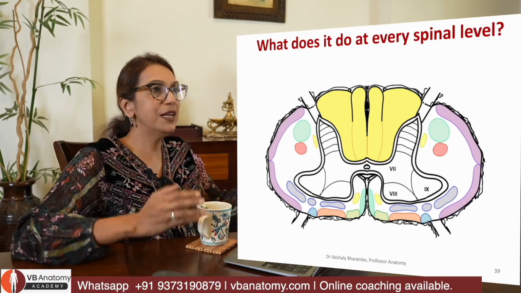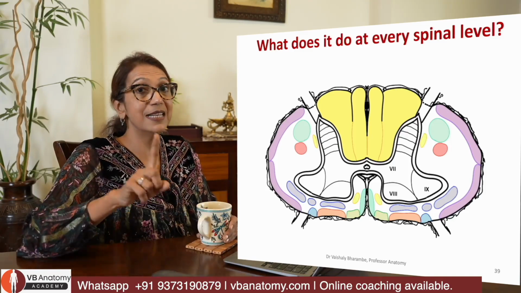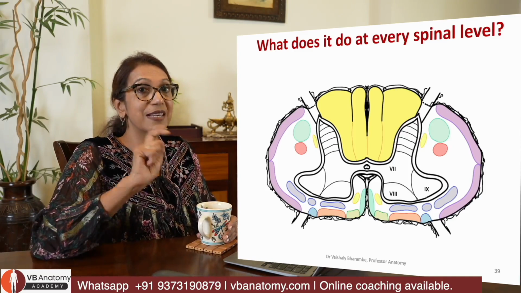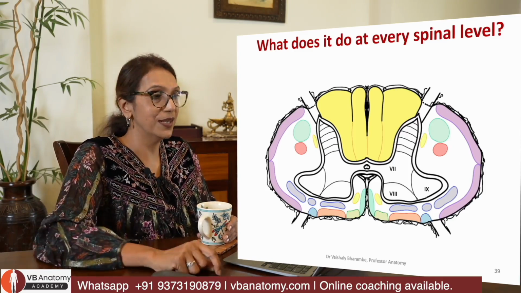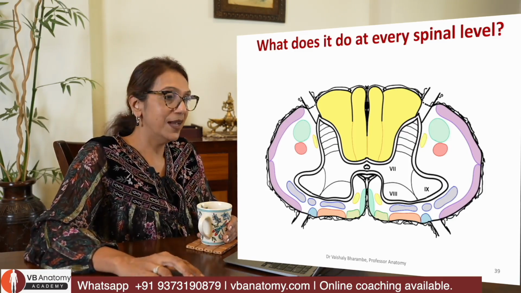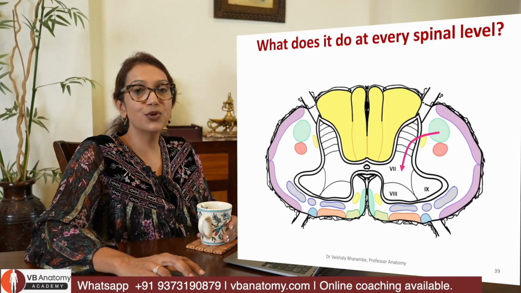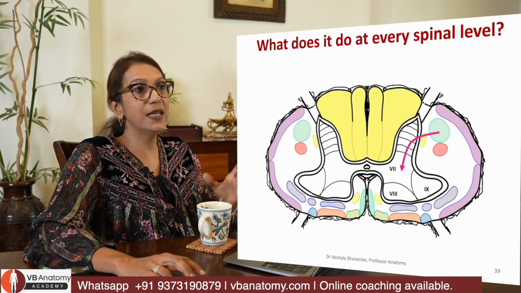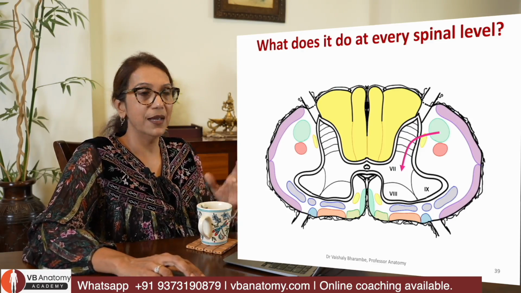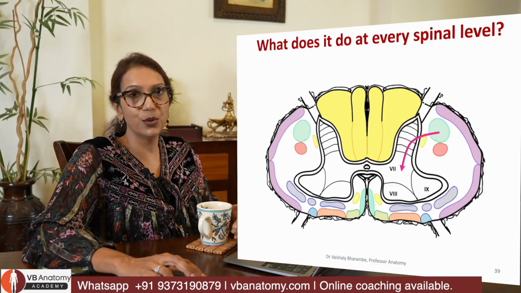Now it has brought in information from the cortex. It is still an upper motor neuron. It's an axon of an upper motor neuron. What does it do now? It reaches here and it goes to lamina 7 where the neuron is lying. It gives the impulse to the neuron.